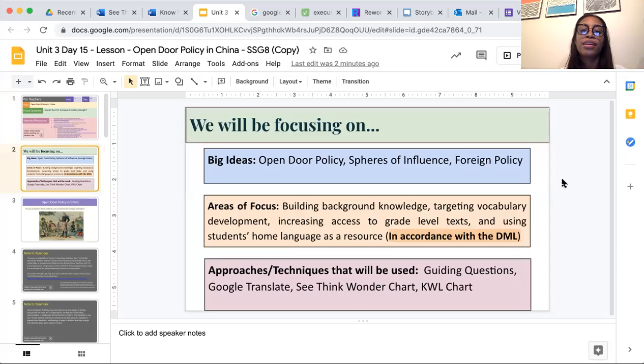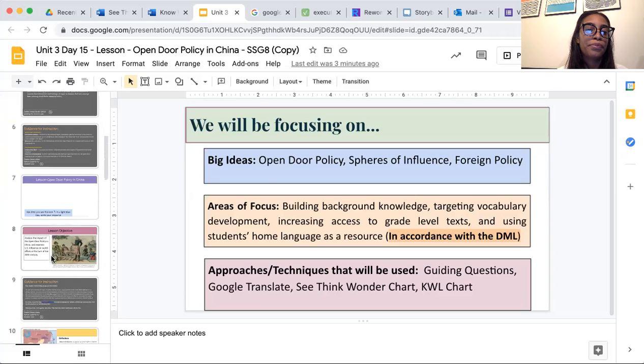Our areas of focus will be building background knowledge, targeting vocabulary development, increasing access to grade level texts, and using students' home language as a resource. This is all in accordance with the division of multilingual learners. And the approaches that will be used are guiding questions, Google Translate, See Think Wonder chart, and KWL chart.